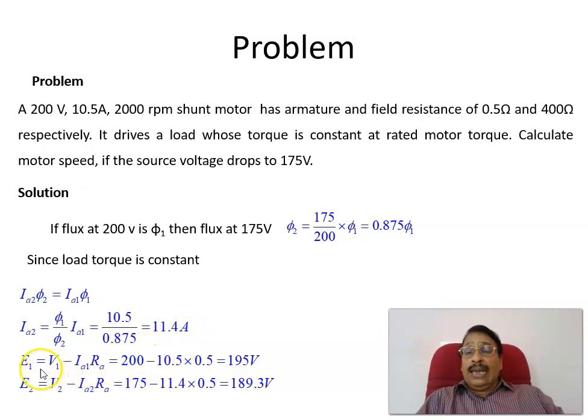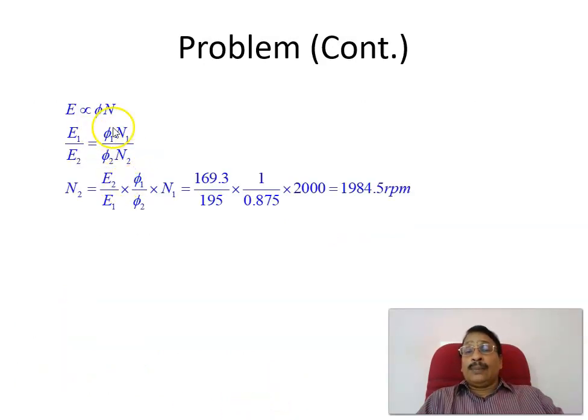The corresponding back EMF: in the first case, the back EMF is given by V1 minus Ia1 into Ra, or 200 minus 10.5 into 0.5, which is 195 volts. In the second case, with the reduced voltage of 175 volts, it is V2 minus Ia2 into Ra, 175 minus 11.4 into 0.5, which is equal to 189.3 volts.